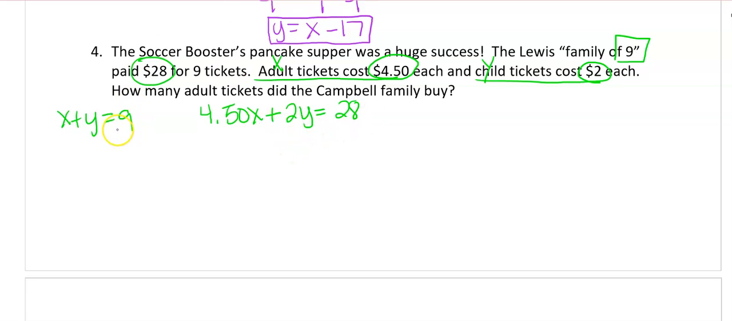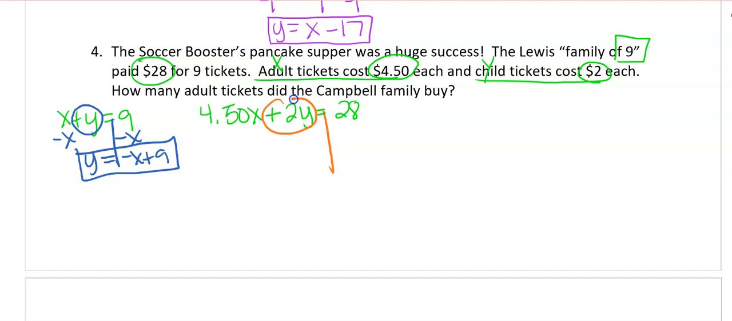Now let's put them both into y equals. If I want that y by itself, I have to get rid of the x. I cannot put the 9 and the x together because they don't have the same last name. And then we'll go over and solve our second one. I want to get that 2y by itself, so I need to get rid of the 4.50. Ooh, this is going to be ugly, but you know what? I ain't got to reduce, so that's okay. I can just type it in the calculator and let it do all the work for me. I can't put the -4.50x and the 28 together because they don't have the same last name.